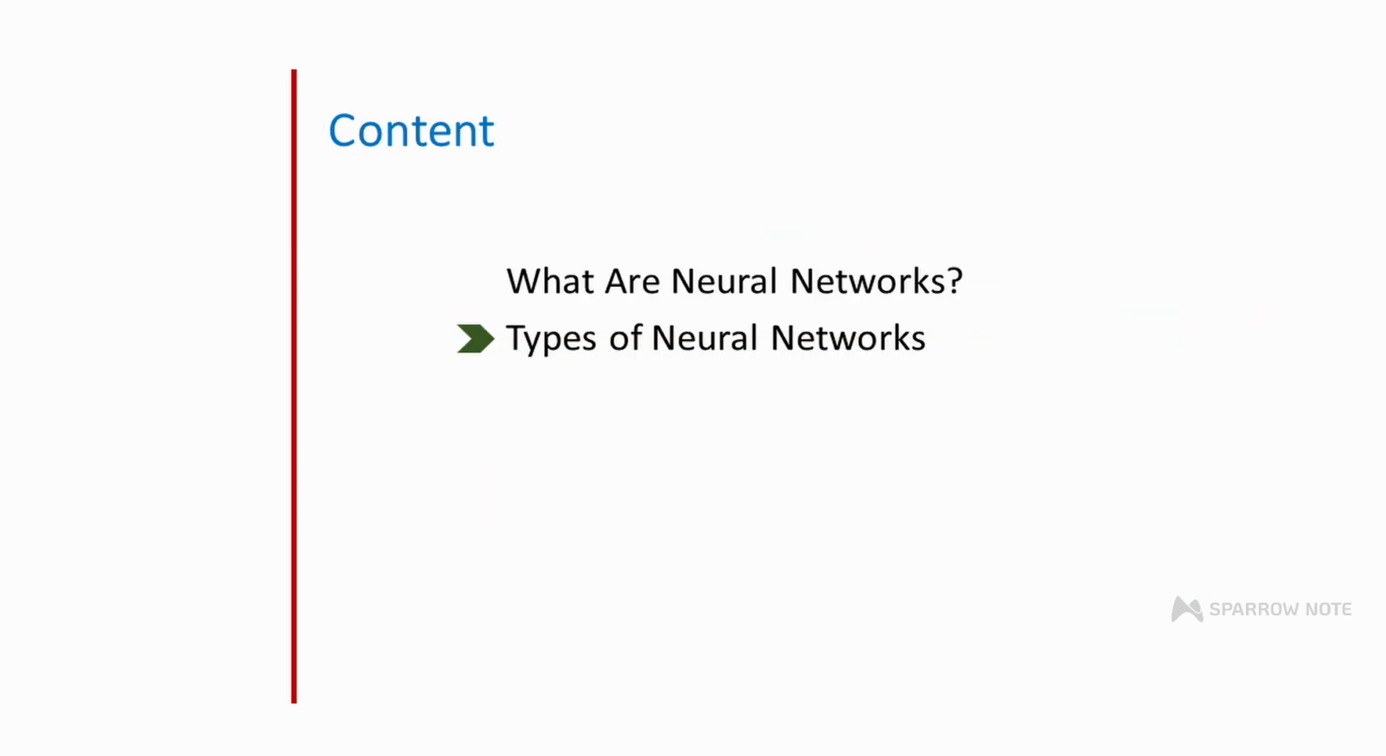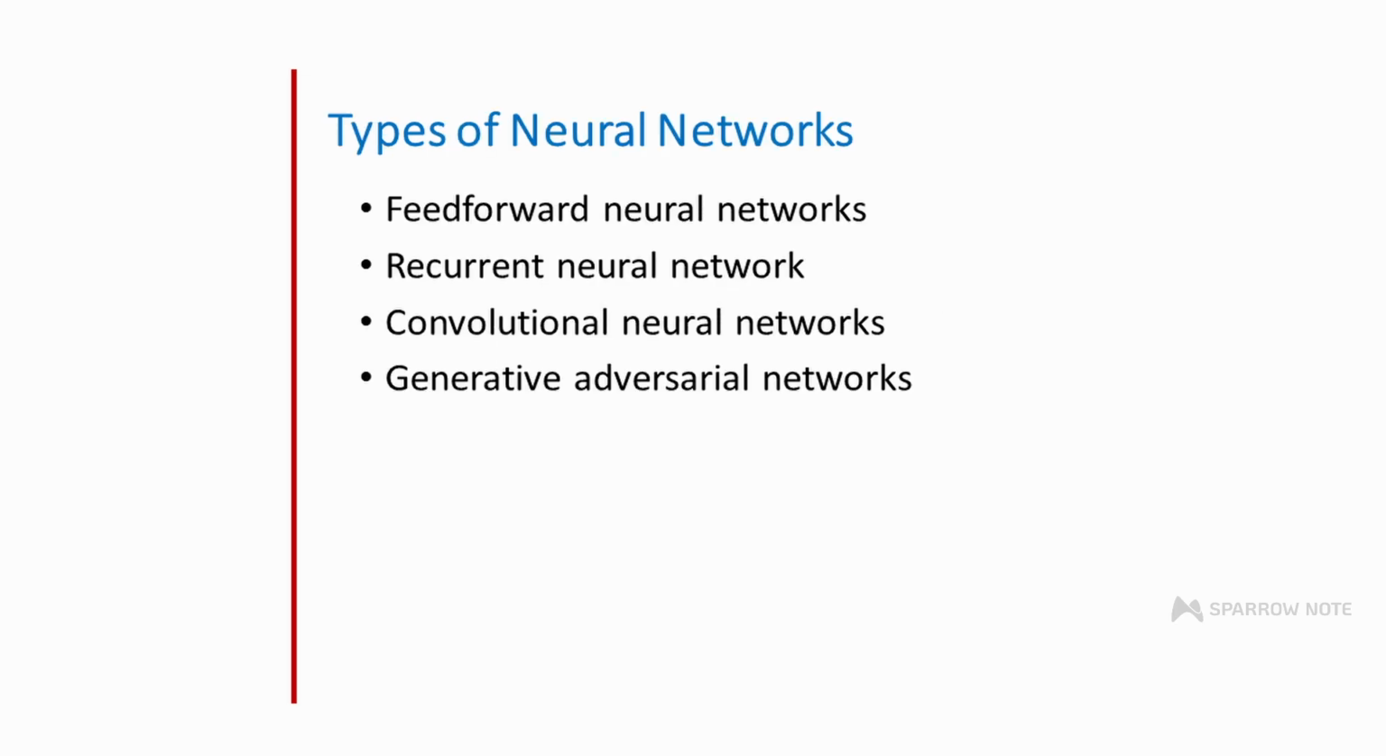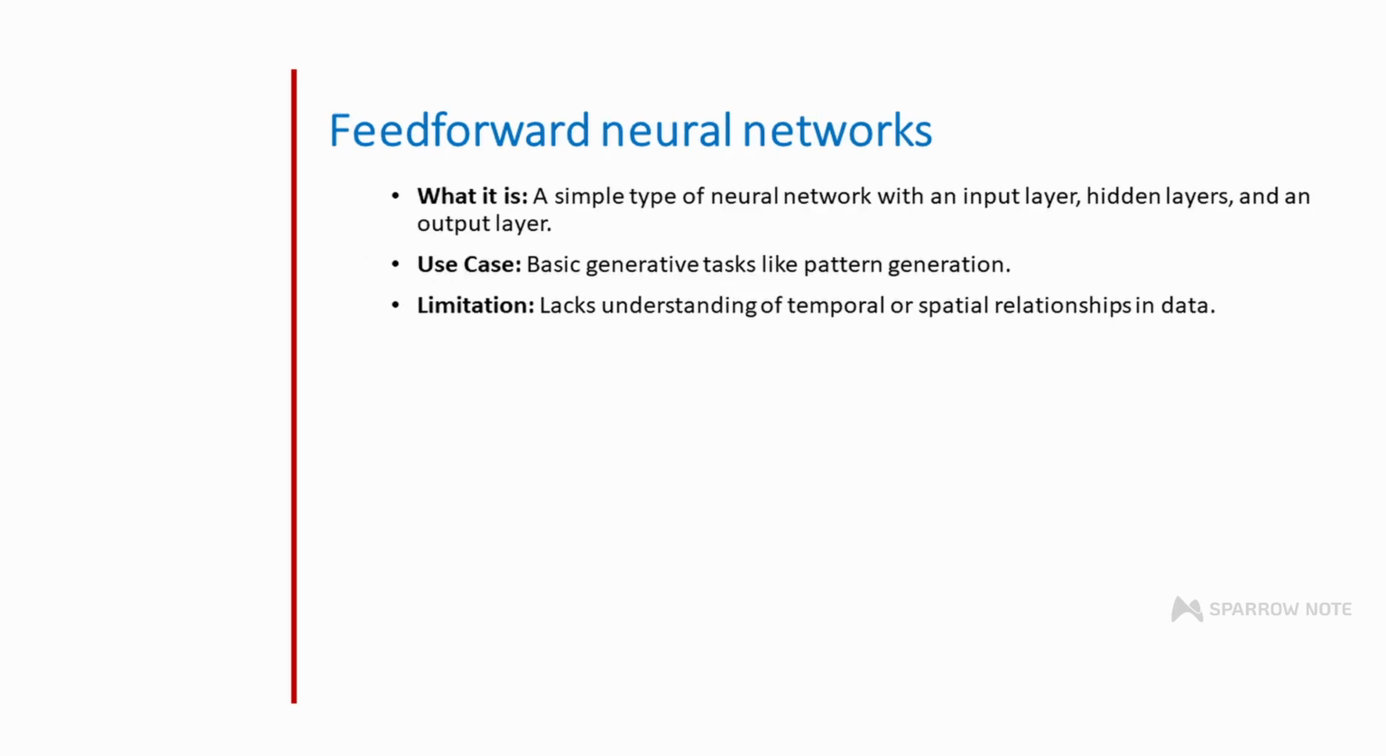Let us discuss some of the different types of neural networks. Feed-forward neural networks. A feed-forward network is one of the most basic forms of neural network. As the name suggests, feed-forward neural networks feed the data forward from input to output. This is one of the simplest structures of neural network. It has an input layer followed by a series of hidden layers and ends with an output layer.